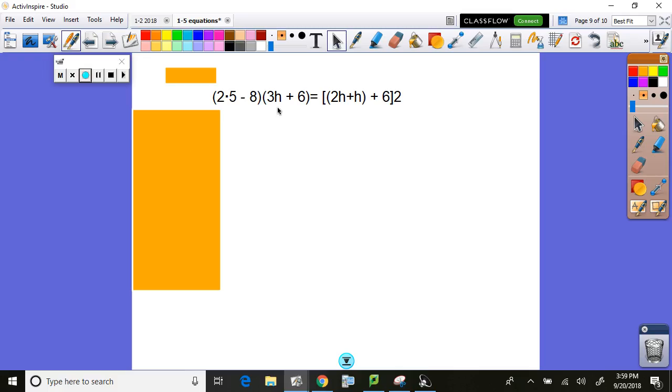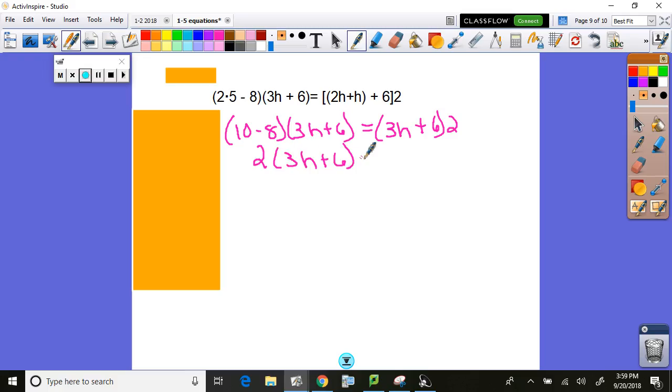Last but not least, I'm going to simplify again. So this is 10 minus 8, parentheses 3h plus 6, equals, I'm going to simplify, so that's 3h plus 6. So there I use substitution. Here I'm going to do substitution again. And now I'm going to distribute. It doesn't matter if my number is written on the outside, it's still distributing. So that's 6h plus 12 equals 6h plus 12.